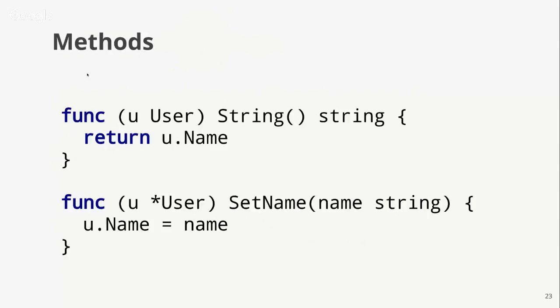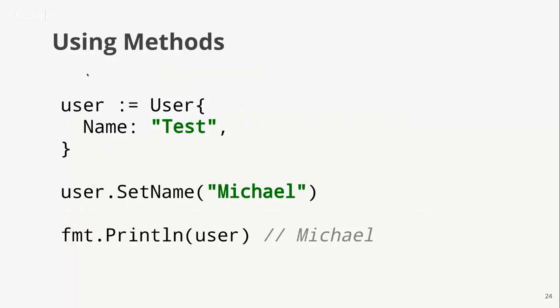For example, you can also have a type tz as before with an integer, and then you can assign a method to that type and use it just like you would use a method on any other struct type. U in this case is called function receiver. Then using methods. So when you have a user instance, you can just call user.setName, and that will call that setName method. You can also call fmt.Println on the user, and that will call the String function.